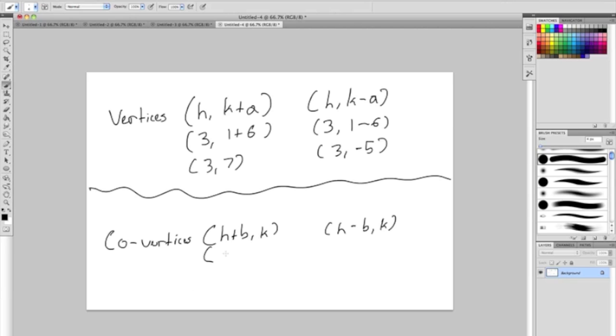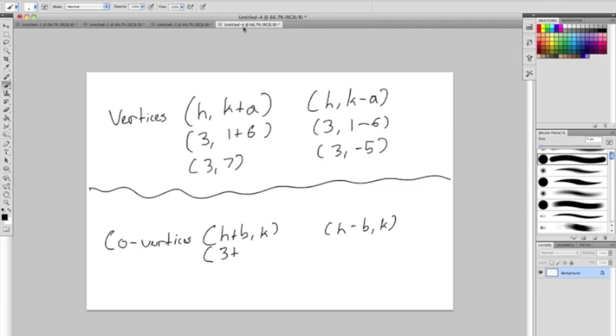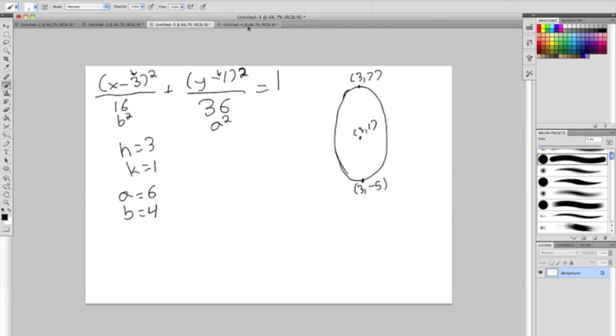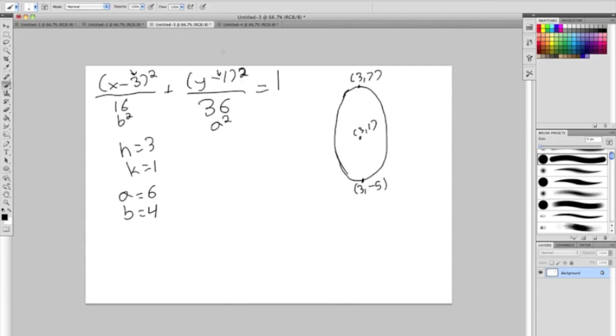That would end up being 3 plus, and we will look at b, which is 4. And k will stay the same. And k should be 1. Yep, it's 1. Now the other one is 3 minus 4, and 1 stays the same. That would end up giving you the coordinates (7, 1) and (-1, 1). And we will plot those on our graph.